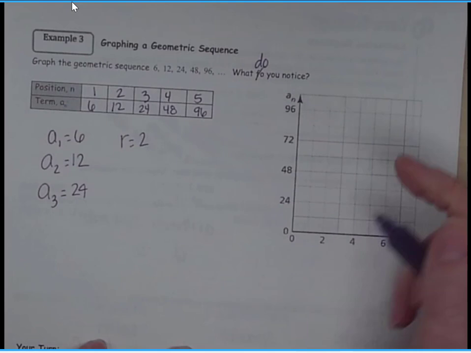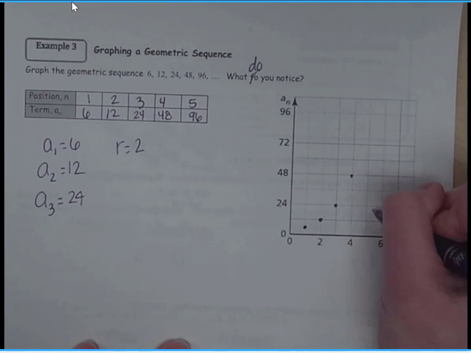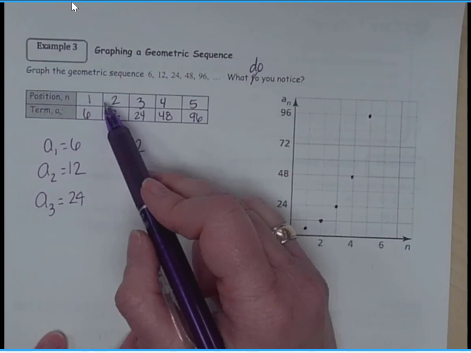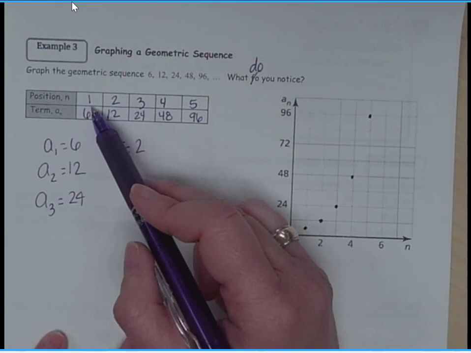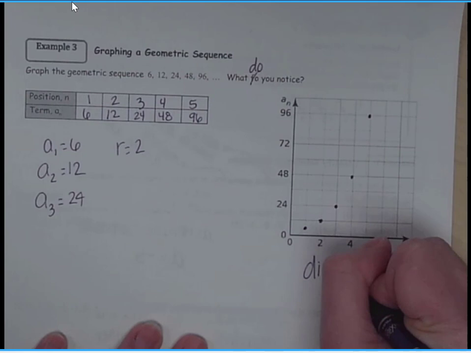So let's graph this. I've got (1, 6), (2, 12), (3, 24), (4, 48), and (5, 96). Now, should I connect these points? No, because I can't have 1.5 positions. Like, the Olympics are going on right now. You can't have first place, second place and 1.5 place, although that might be the only way I'd get on the podium, if we had halves. So this is a discrete function. Do not connect those coordinates.